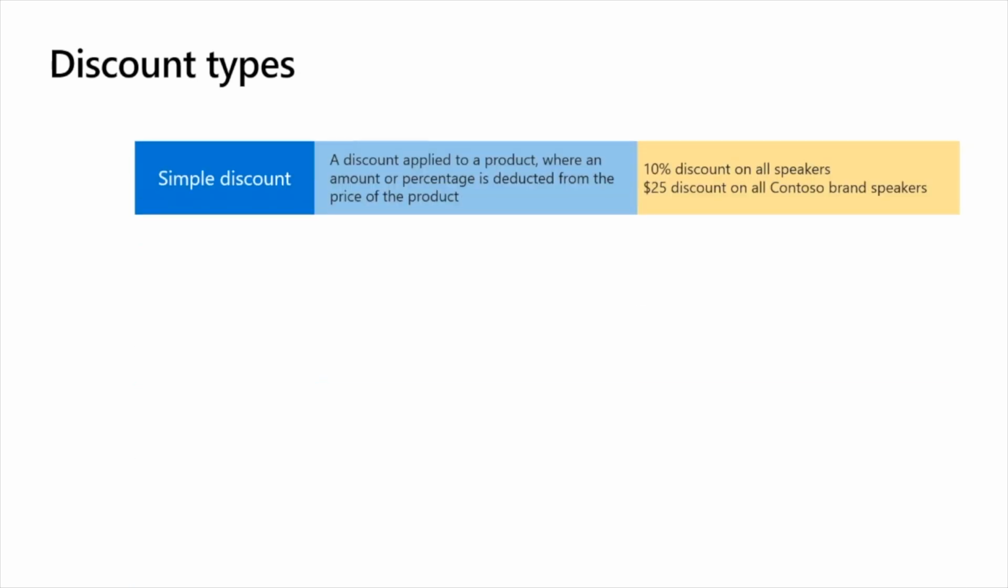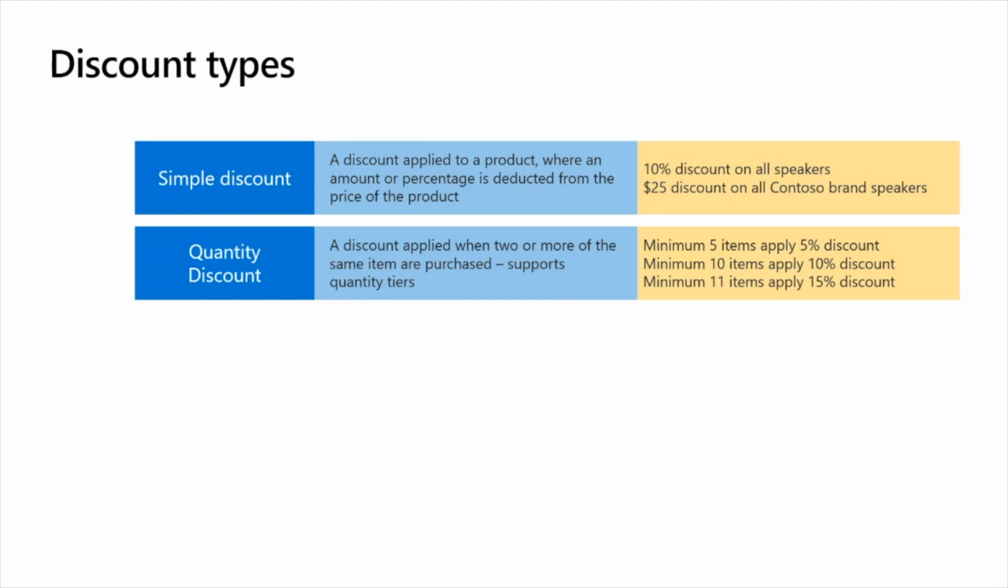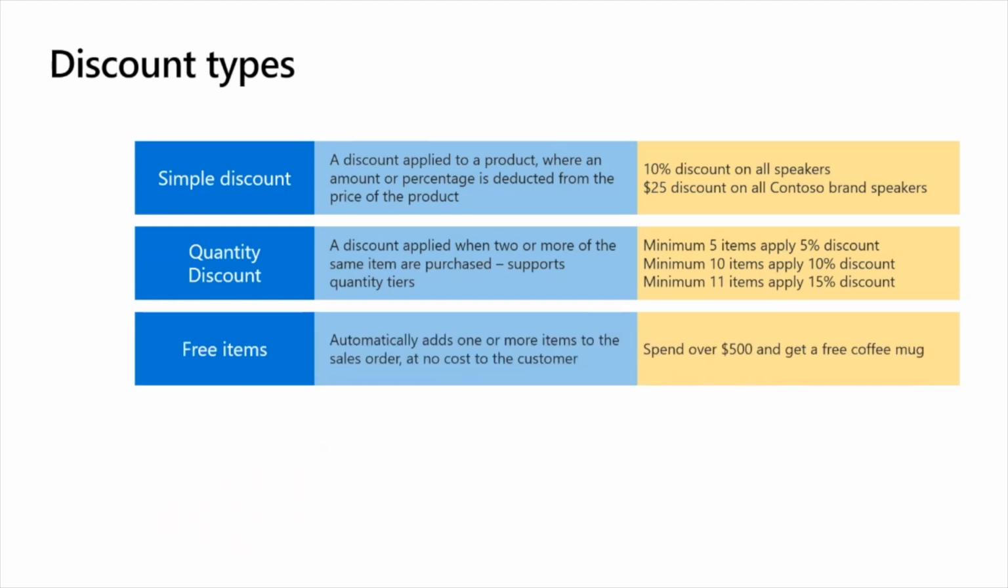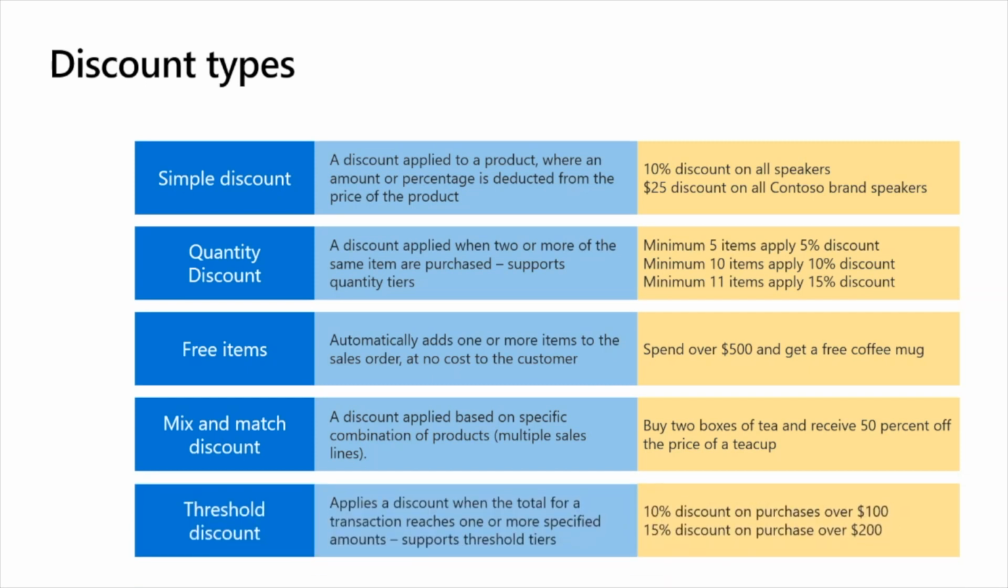Discounts for pricing management include simple discounts, which allow for a simple amount or percentage off applied to an item. Quantity discounts allow for a discount based on minimum quantities. Free item will automatically add one or more items to the sales order at no cost to the customer. Mix and match discount will consider multiple lines on a sales order when determining the discount qualification and calculation. Threshold discount provides the means to apply a discount based on the minimum spend.